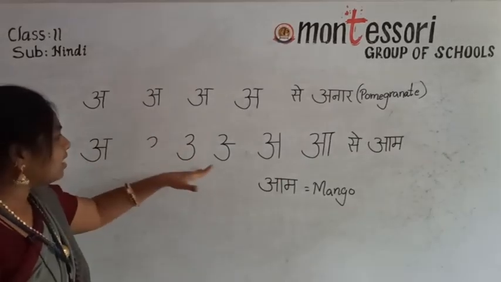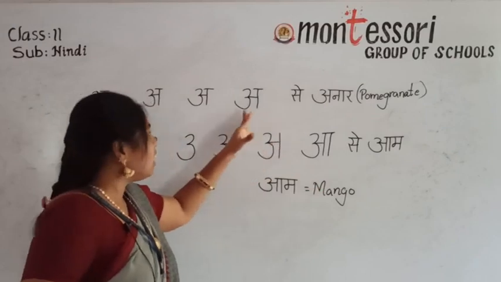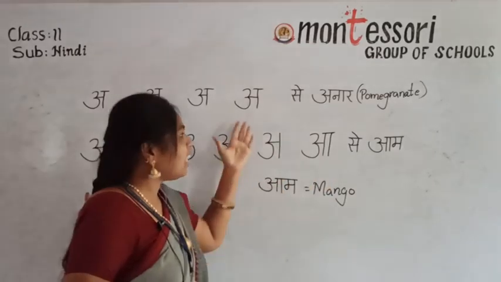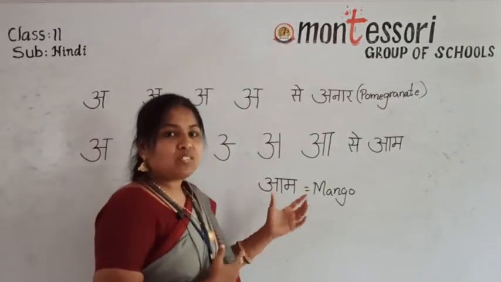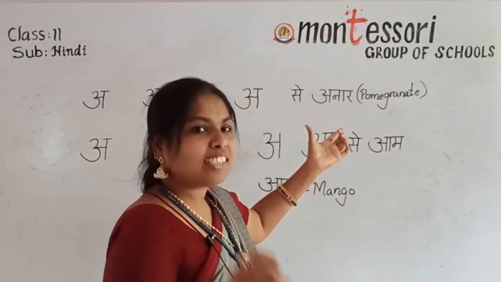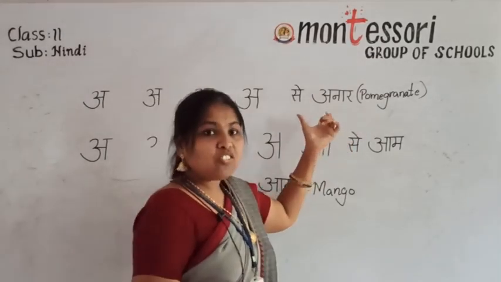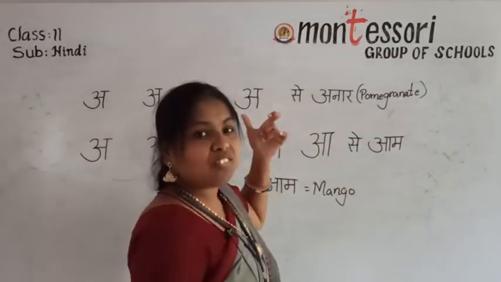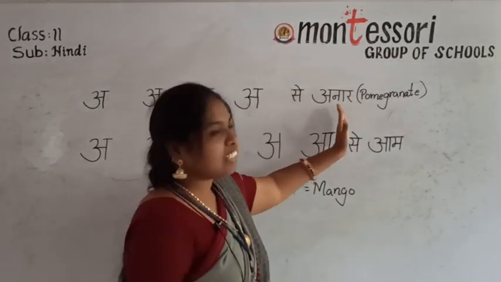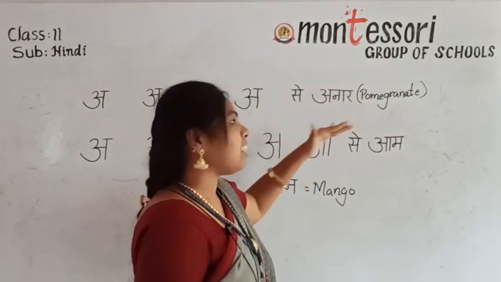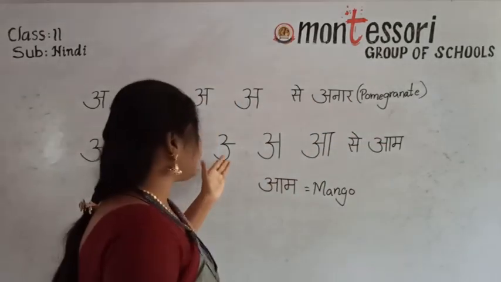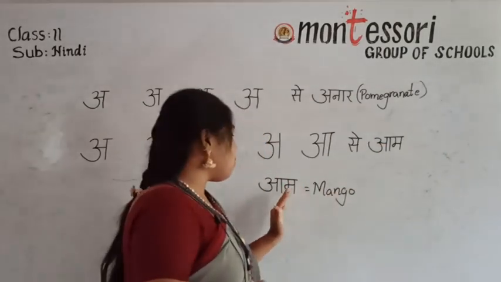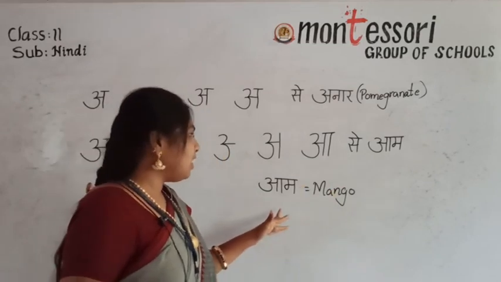After a, you can write another a. Very easy. If you write a, and after that you join one, it will become a se anar. By knowing the letter very well, a small rhyme and words are given there. If you learn that word, if you say the word in Hindi, you can read the letter very easily. Okay, a se anar means pomegranate. Then next, a se aam. Aam means mango.